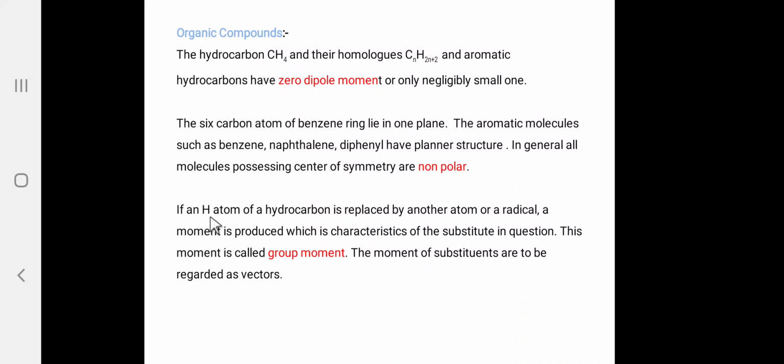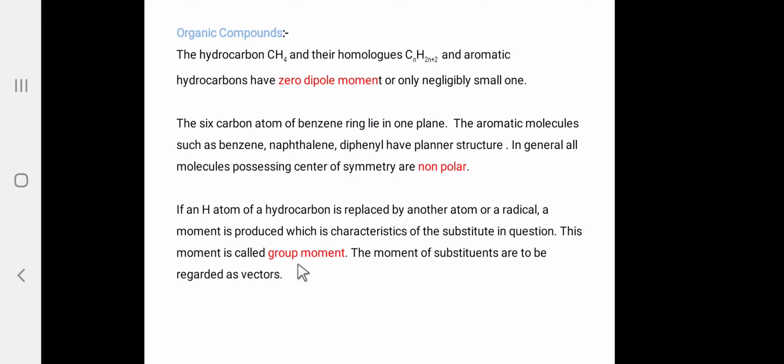But if a hydrogen atom of a hydrocarbon is replaced by another atom or radical, let us consider the case of methane. In the case of methane, when one hydrogen is replaced with Cl, then this methane becomes polar. Or when we consider the benzene ring, when one hydrogen is replaced with another atom or another radical, then it becomes polar. So here a moment is produced which is characteristic of the substituent in question.